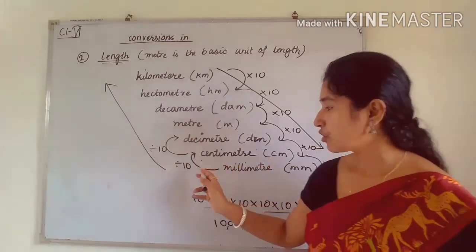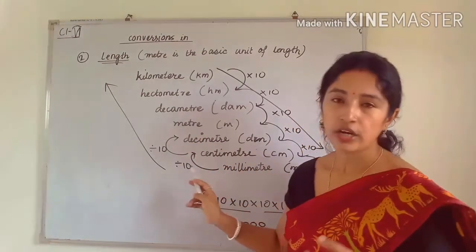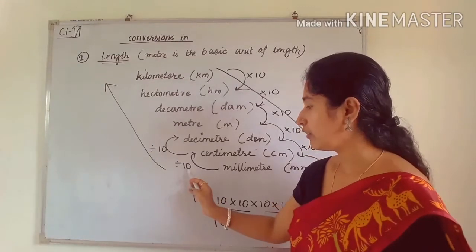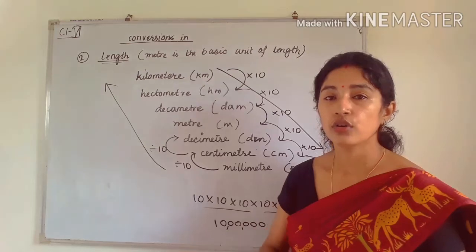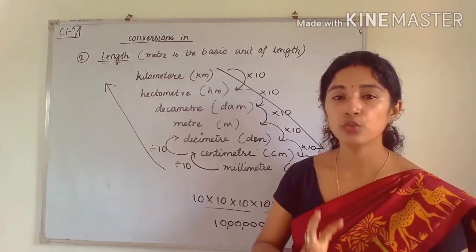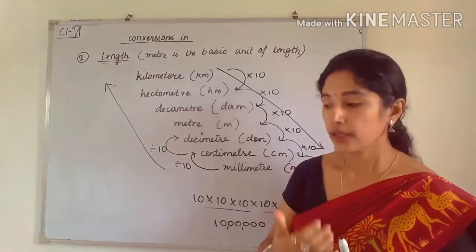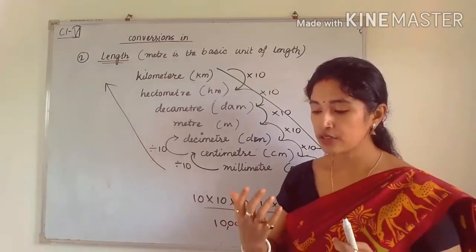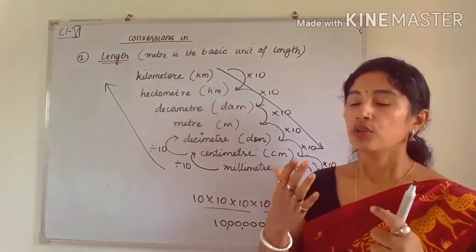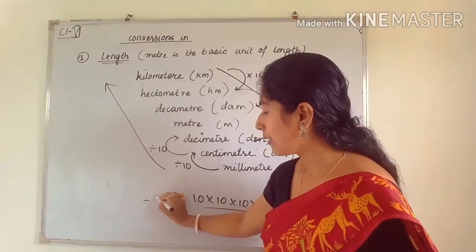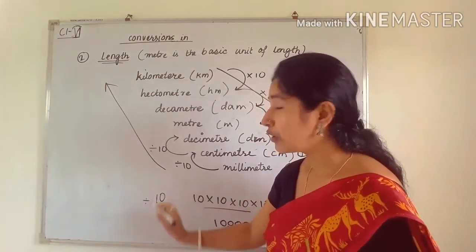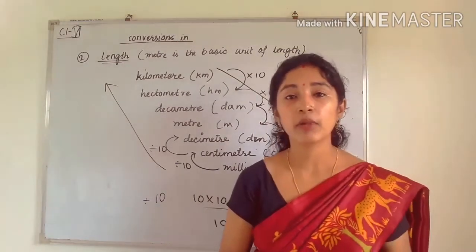So see, now if I want to go directly from millimeter to decimeter, then what will I have to do? You can do two things. First you divide by 10 and then again divide by another 10. So like this you can do it in 2 steps, but we can do it in one step also. So how to do it in one step? You can directly divide by 100, because dividing 2 times by 10 means dividing by what?